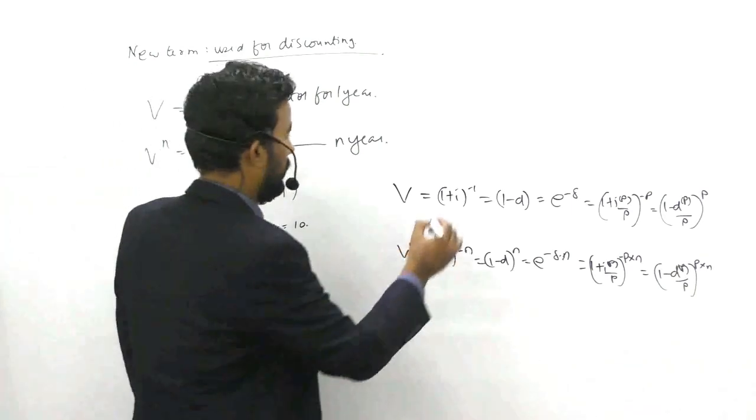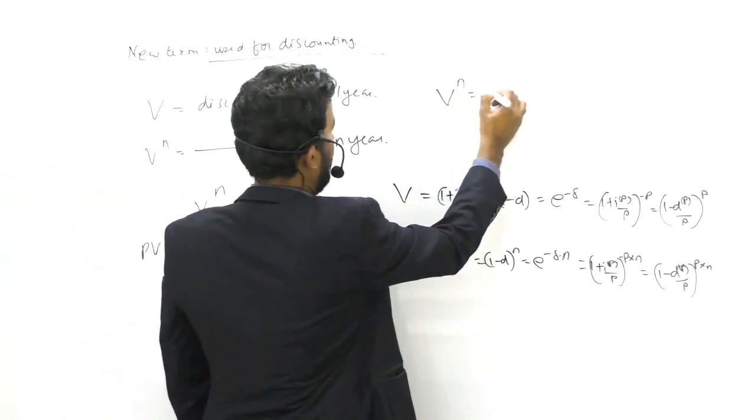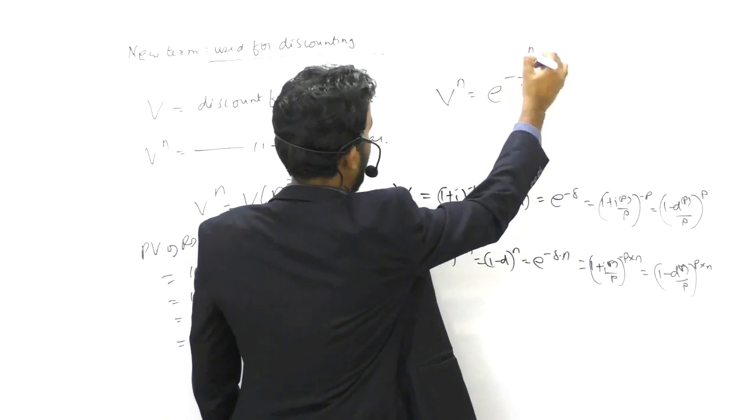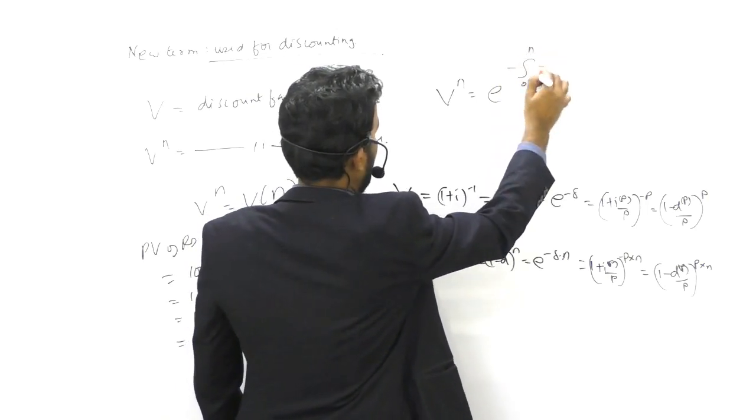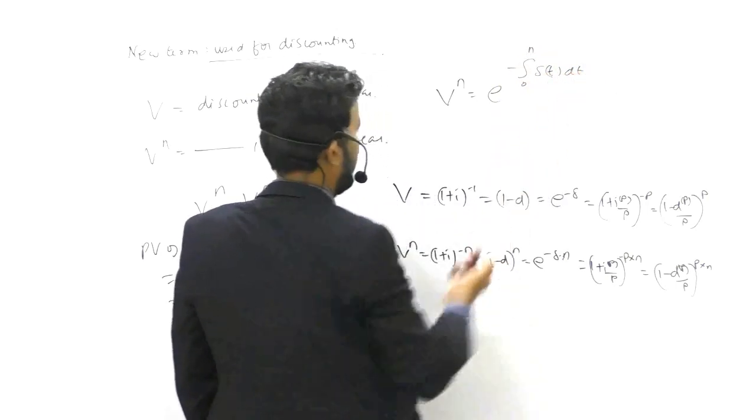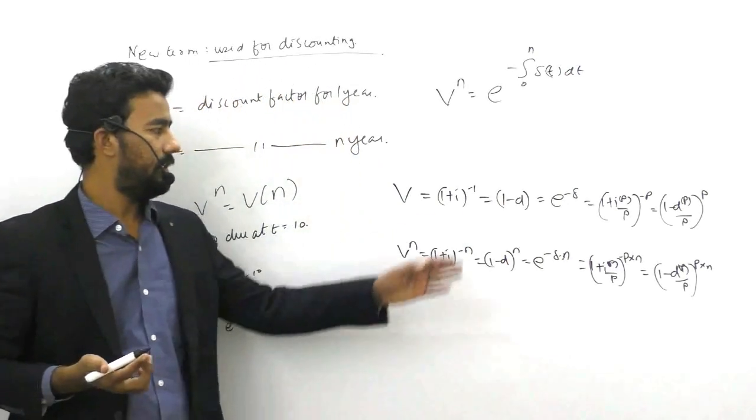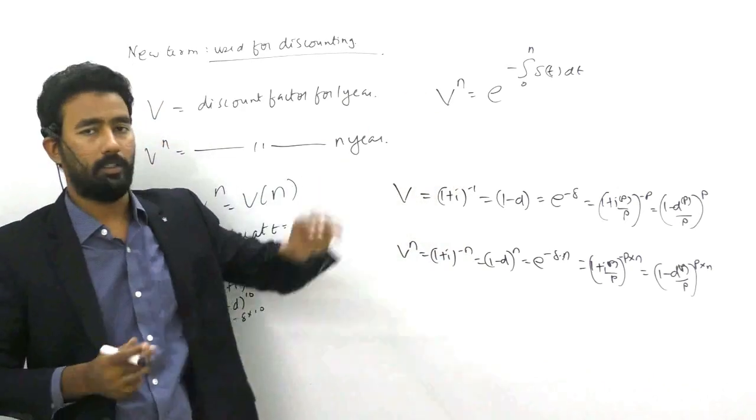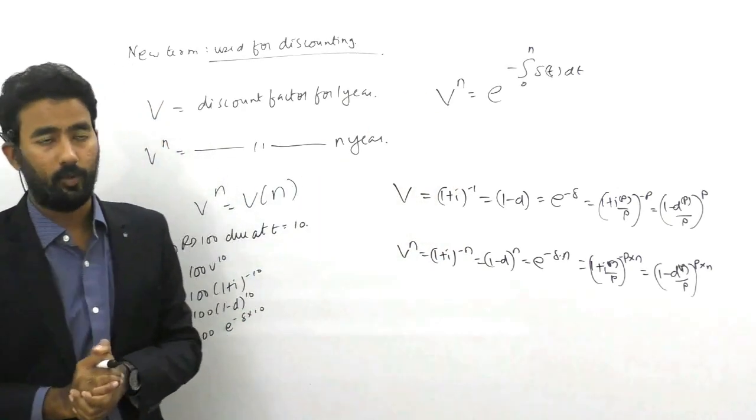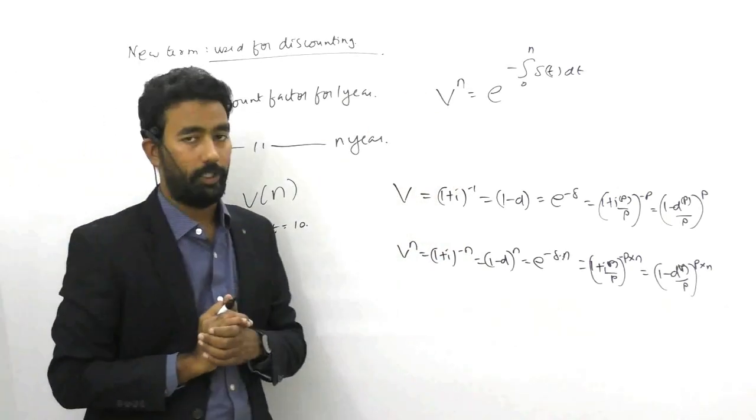We can also write V raised to n as e raised to minus the integration from 0 to n of delta t dt. This can also be written as V raised to n. So for the discount factor of any time, not just when the interest rates are constant, even when it is a function of time, you can use V raised to n as its discount factor notation.